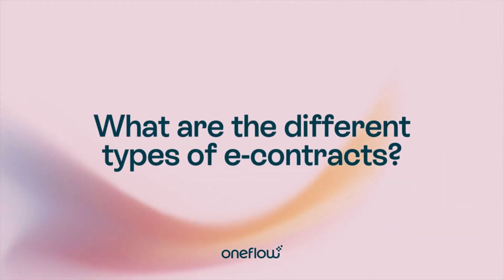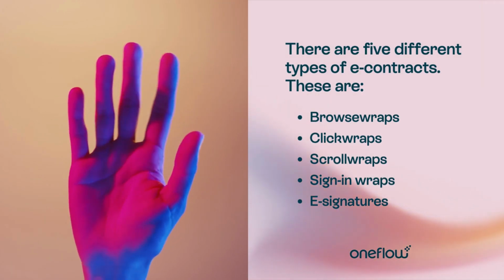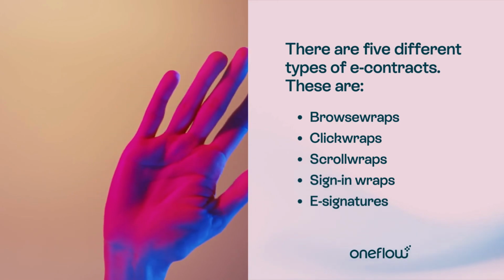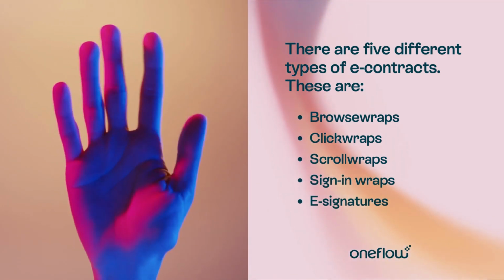What are the different types of e-contracts? There are 5 different types of e-contracts. These are browse wraps, click wraps, scroll wraps, sign-in wraps, and e-signatures.